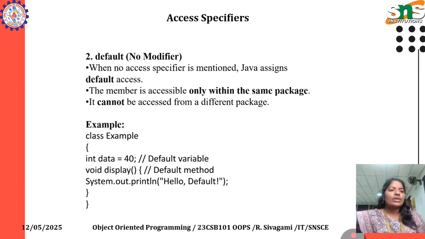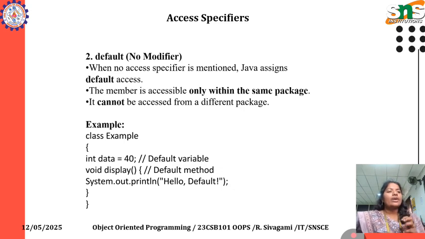The next one is default. The default is the no modifier. Suppose we don't give any access specifier before the variable, constructor or method, it will be considered as a default access specifier. It will be accessed within a class and within a package. It cannot be accessed from different packages.